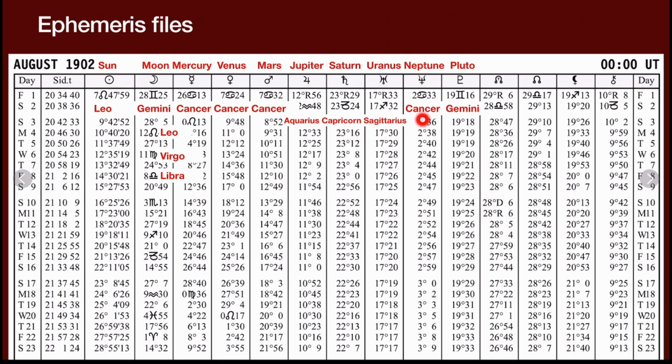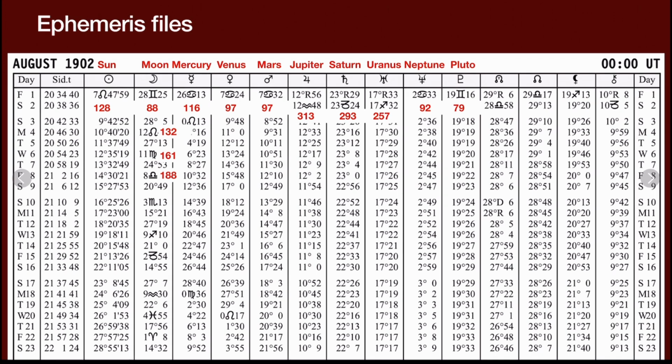Another example is Neptune. Neptune is in Cancer, and Cancer starts at 90 degrees. Plus 2, that's 92 degrees. So that's where the signs start, and that's where the planets are on the 1st of August 1902.